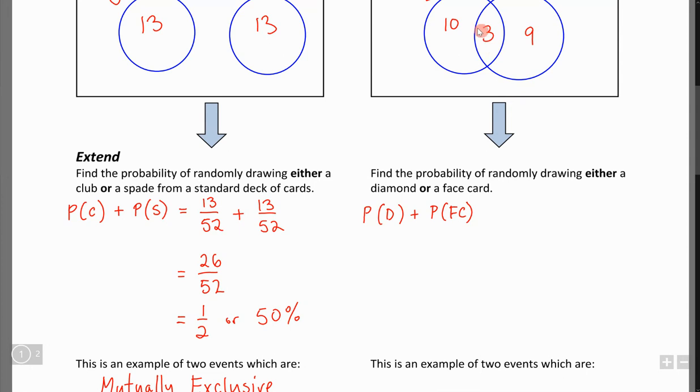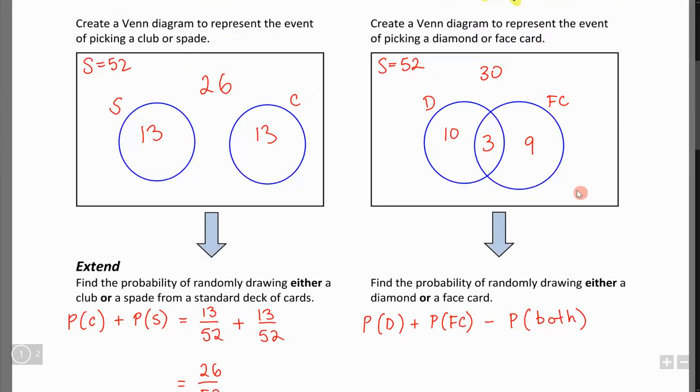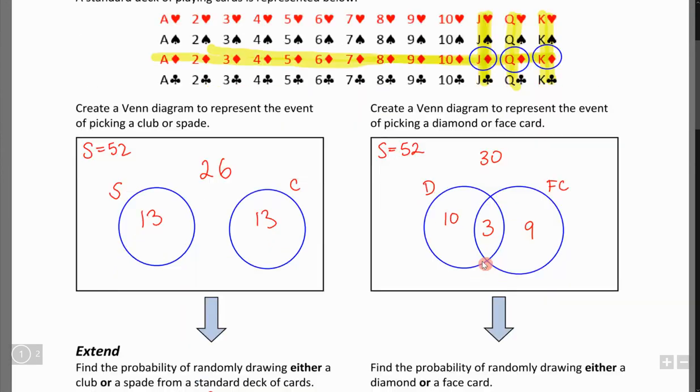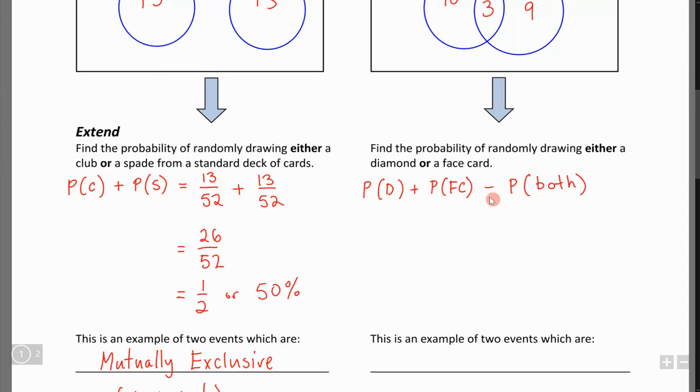So you don't want to double count those 3 face cards, so I have to subtract the probability of both getting a diamond and a face card. Okay, so to subtract that probability, because you don't want to be double counting. So remember, you end up double counting those jack, queens, and kings if you include it. So you have to subtract that intersection.